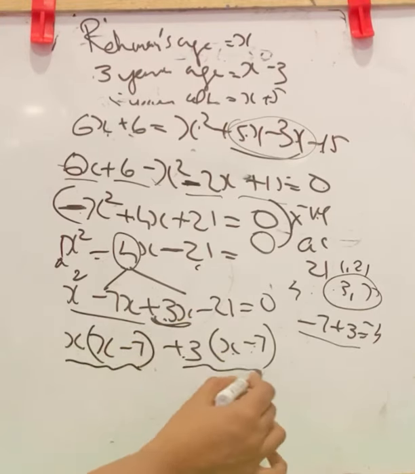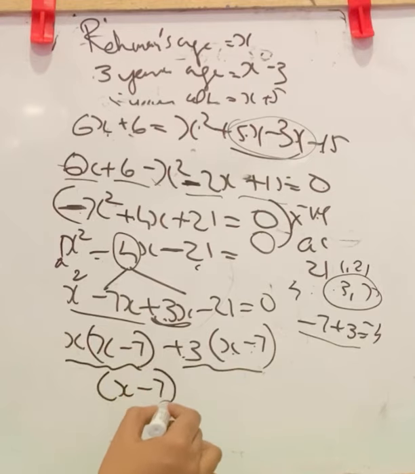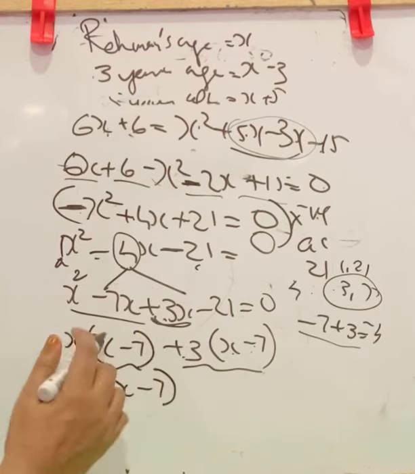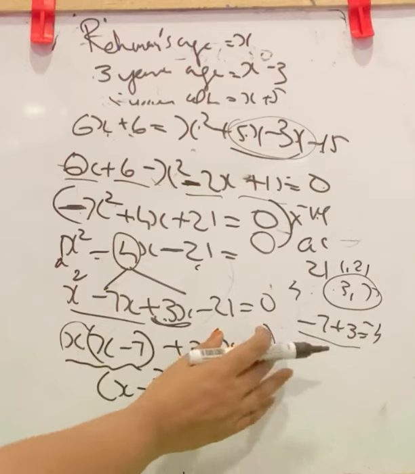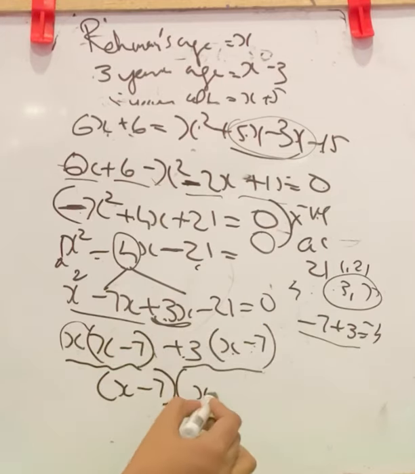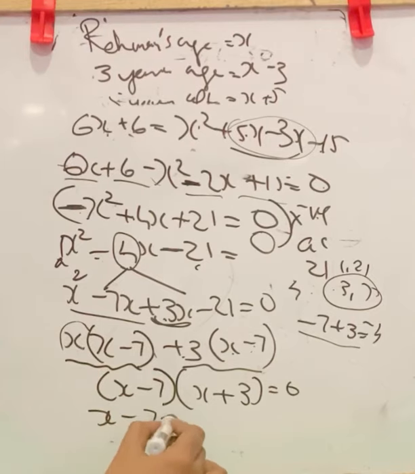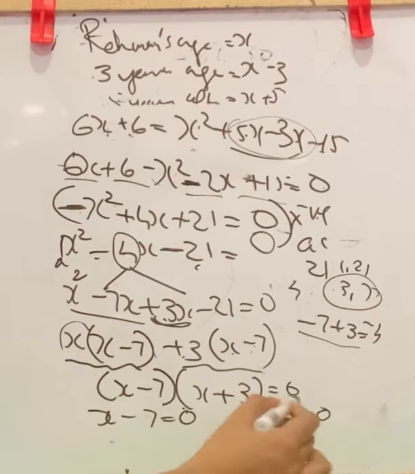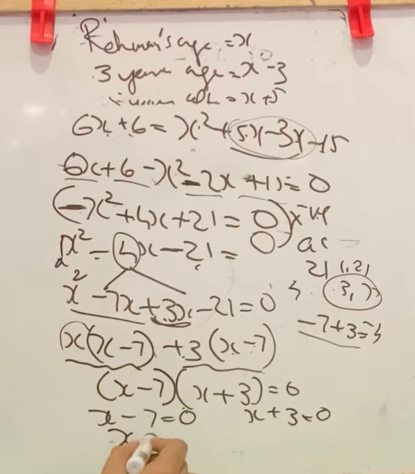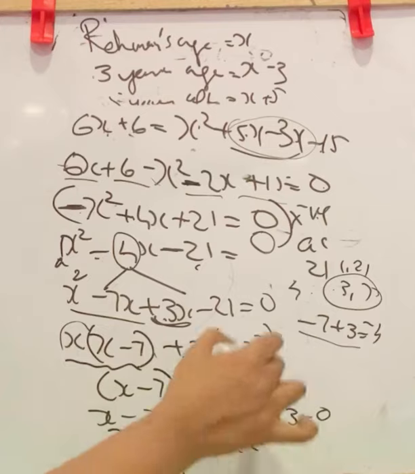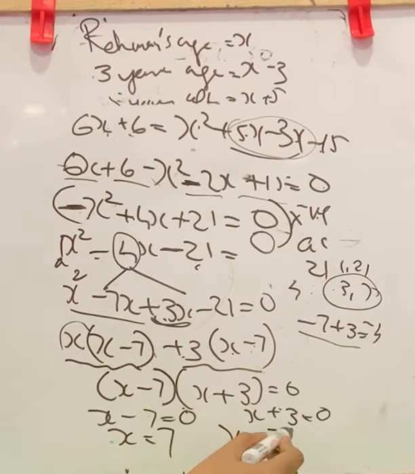Now from this and this, the x minus 7 bracket is common. Here x minus 7 taken, left will be x. Here x minus 7 taken, we have plus 3, equal to 0. Now either x minus 7 equal to 0 or x plus 3 equal to 0. Equate them to zero. x is equal to, here minus 7 going to RHS, plus 7. x is equal to plus 3 going to RHS, minus 3.